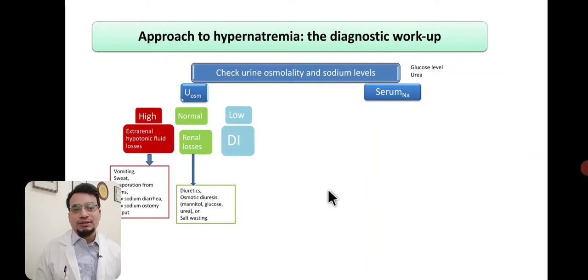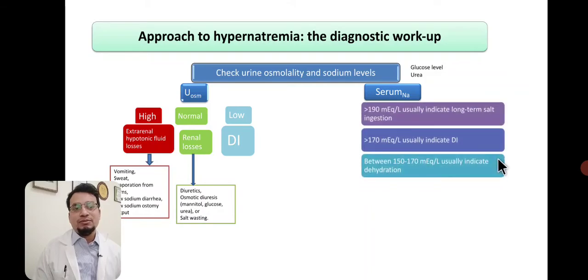Low urine osmolality. Hypotonic urine and polyuria are the signs of diabetes insipidus, and diabetes insipidus can be central diabetes insipidus or nephrogenic diabetes insipidus, depending upon whether ADH is secreted or the kidneys are resistant to the effect of ADH. So DI will be a prominent cause in which the urine osmolality is low and the patient has hypernatremia. Now we should look at the serum sodium, because that also decides the treatment.